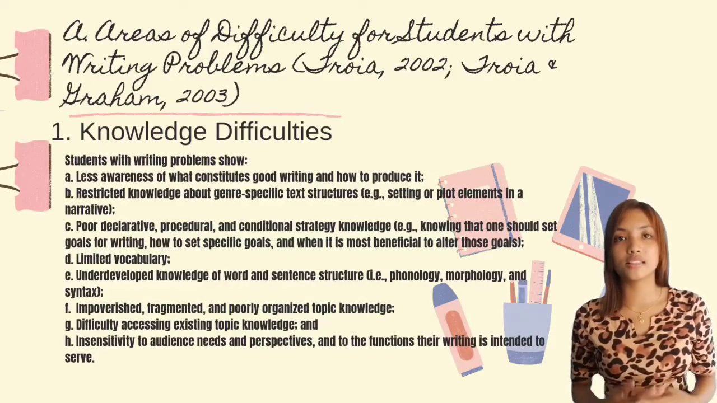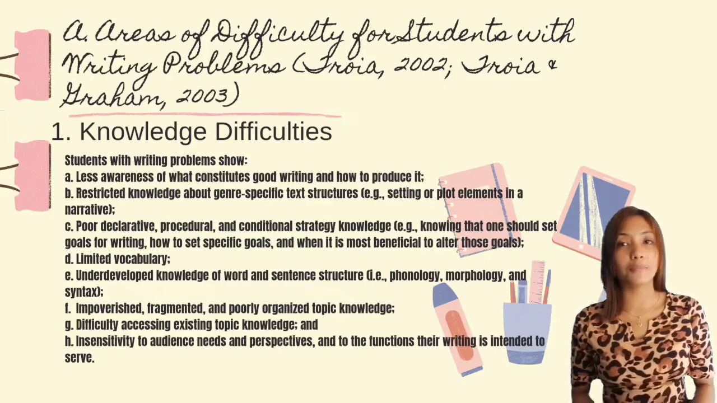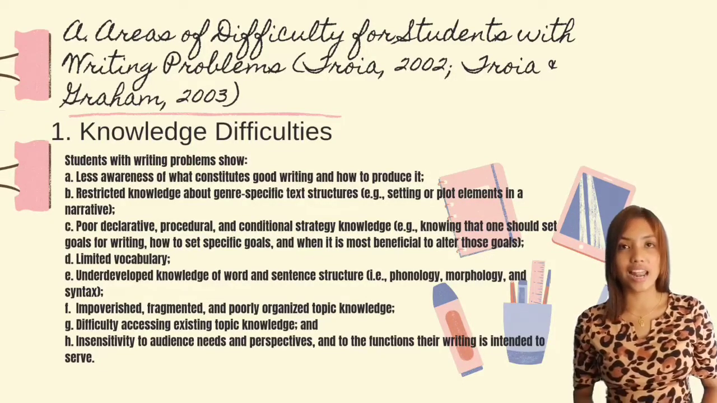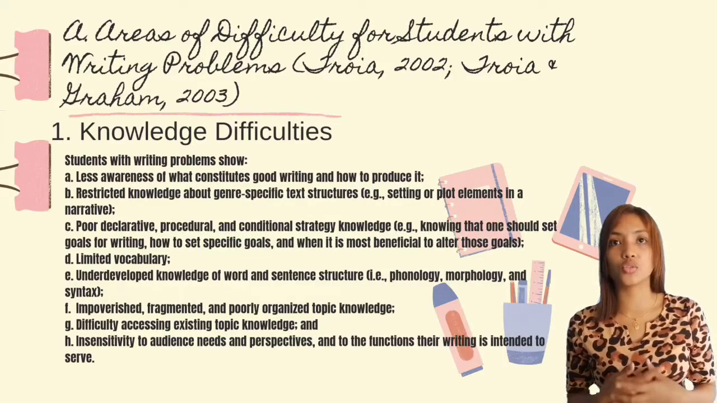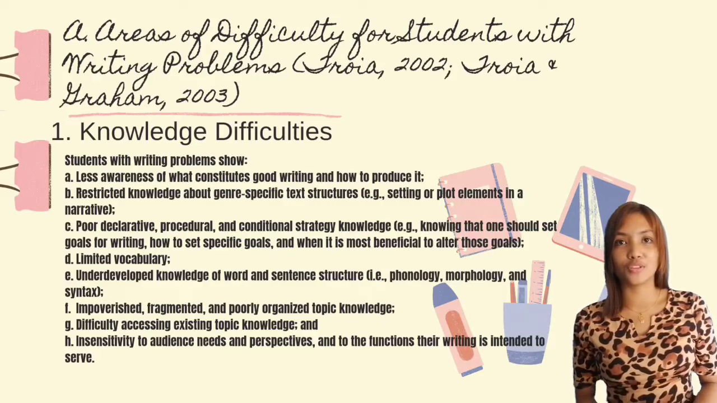The fifth one is underdeveloped knowledge of word and sentence structure. The sixth one is poorly organized topic knowledge, with difficulty accessing existing knowledge. And the last one is insensitivity to audience needs and perspective, and to the function the writing is intended to secure.